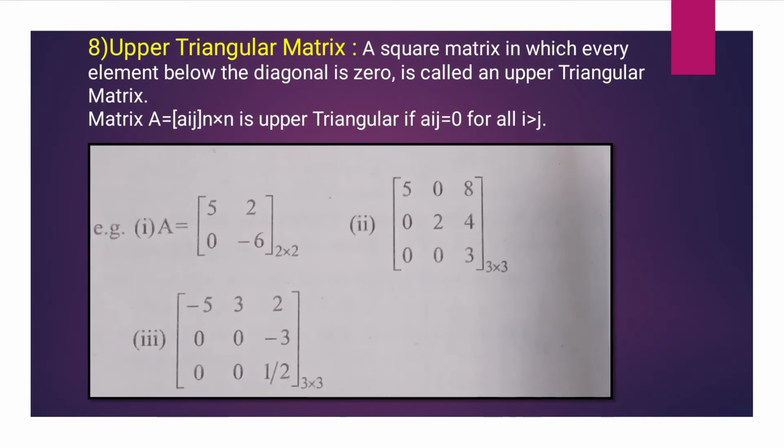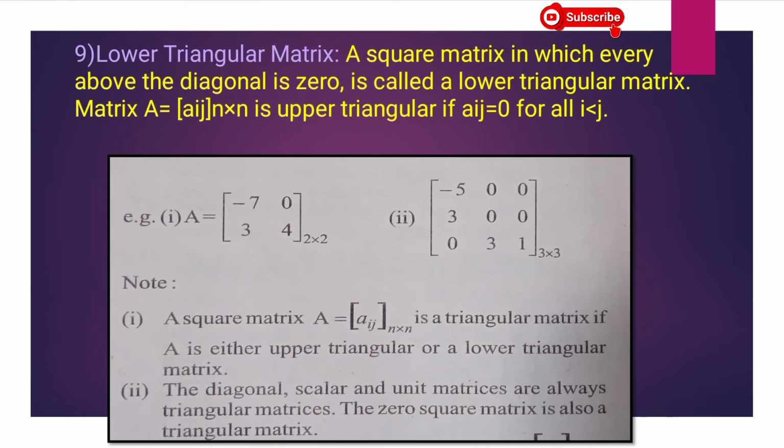Type 8 is upper triangular matrix. A square matrix in which every element below the diagonal is 0 is called an upper triangular matrix. A matrix A is equal to [aij] n cross n is upper triangular if aij is equal to 0 for all i is greater than j, means diagonal के नीचे के एलिमेंट 0 रहेंगे तब उस मैट्रिक्स को हम अपर ट्रायंगुलर मैट्रिक्स कहेंगे. Now this is the example.